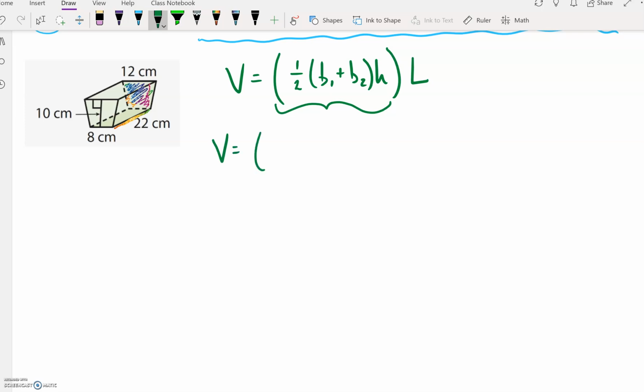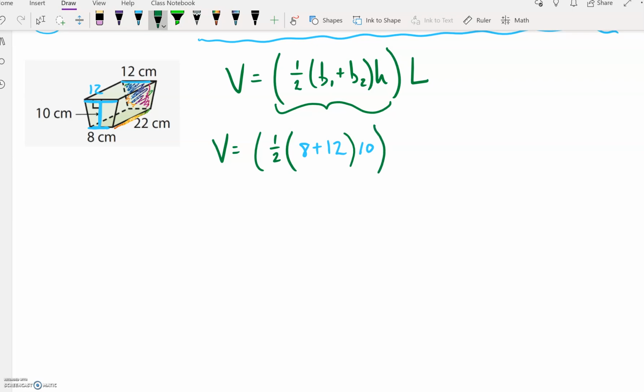So volume is equal to 1/2, and base 1 plus base 2 are going to be these pieces right here. I'm going to try and highlight. Here's our base. It's the part of the trapezoid that are parallel bases, so 8 and 12. And we know this is 12 here because this is 12 back here. Okay, so 8 plus 12, those are going to be our bases, times the height, and here is our height of our trapezoid right there. How tall is that trapezoid? It's 10 centimeters. So we're going to click that right into that spot.